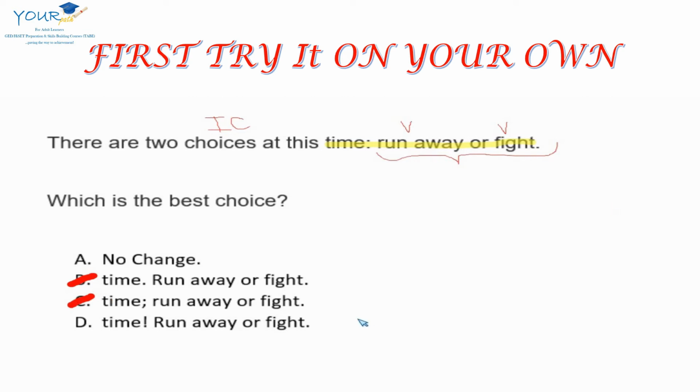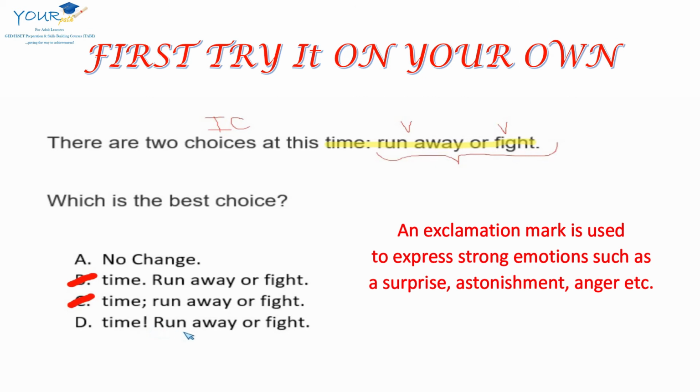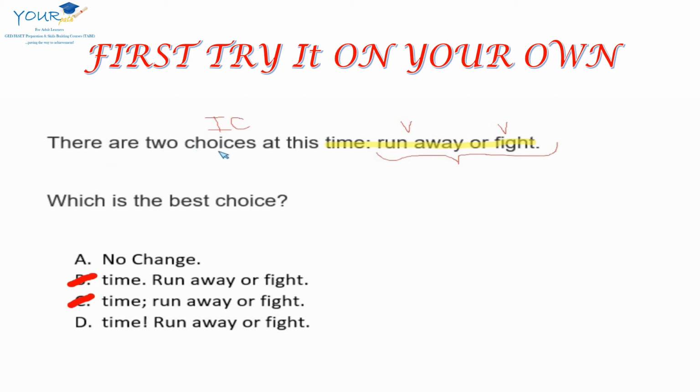Lastly, in this case, we have option D. We have time, exclamation mark, run away, or fight. Well, now if we were to put an exclamation mark here, we would have, there are two choices at this time. Keep in mind that whenever you use an exclamation mark, that suggests some sort of excitement. We don't have anything here that gives you an impression that something exciting is taking place, and so we're not going to really use an exclamation mark.